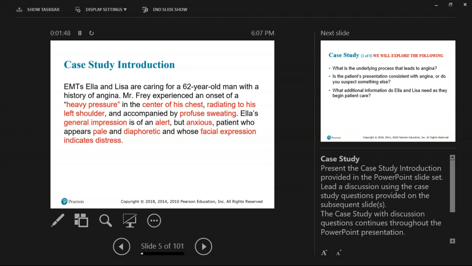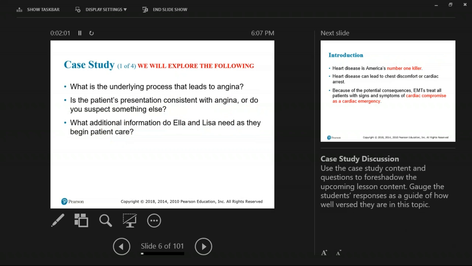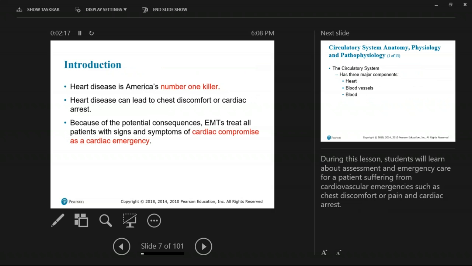I haven't had any diaphoretic angina yet in all of the 40 years I've been practicing as a paramedic and as a nurse. But I can tell you, if somebody's having a heart attack, this fits the profile. But right now, we don't know. We're going to need more information. We're going to get a little bit more understanding. So we want to explore the following: the process that leads to angina, the presentation of angina versus something else like myocardial infarction, and what are things you might want to assess when you come in contact with somebody like that.